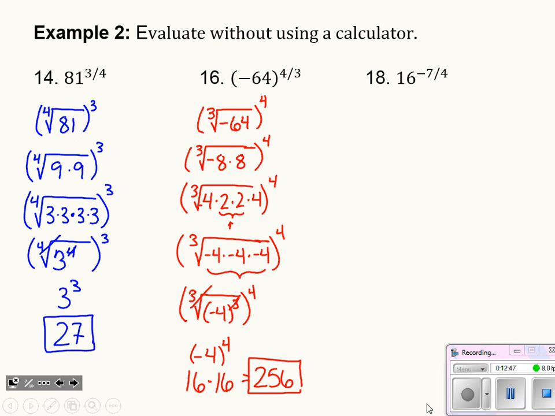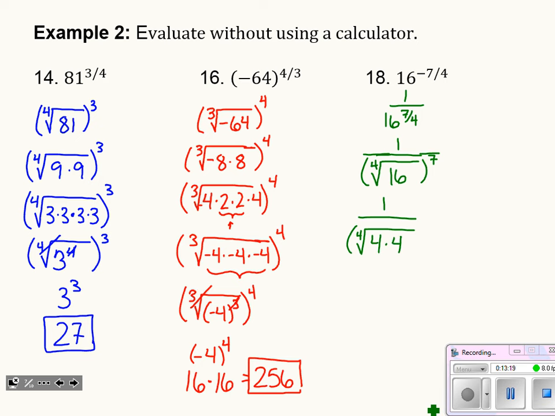And number 18, let's keep rolling. 16 to the negative 7/4. Okay, well that's the same as 1 over 16 to the positive 7/4. That's like 1 over, denominator makes it smaller, 4th root of 16 to the 7th power. So let's see, how can I break apart that 16 so I have something to the 4th underneath? Well, 16 is 4 times 4, and then 4 times 4, I can call that 2 times 2 times 2 times 2.